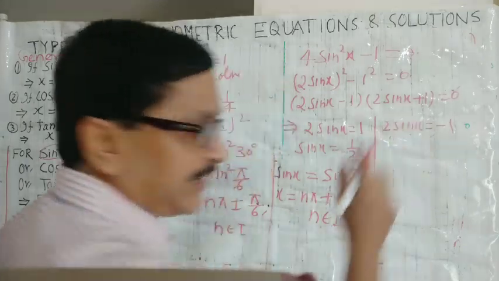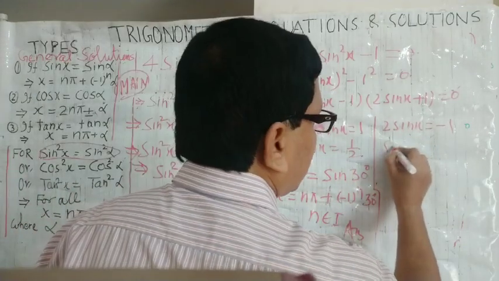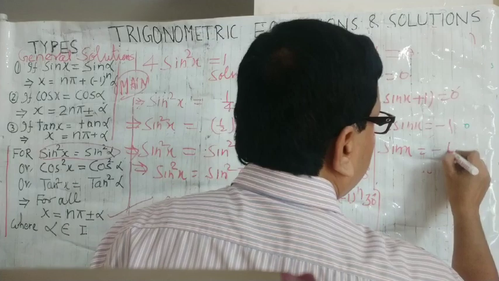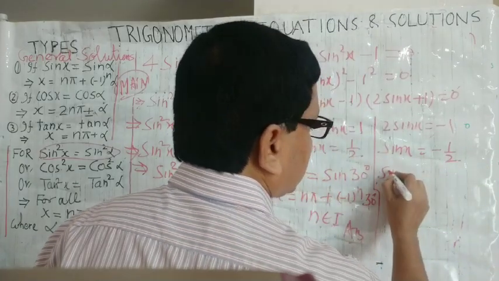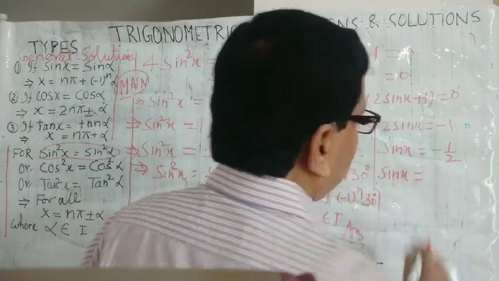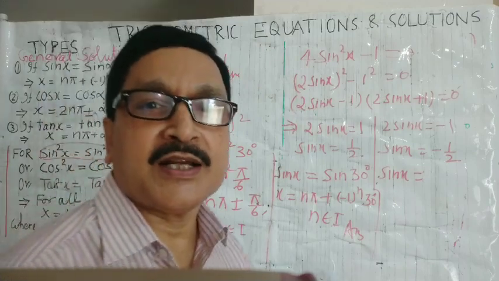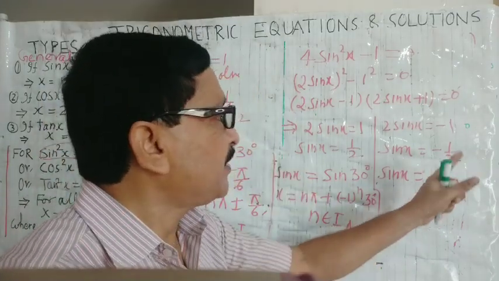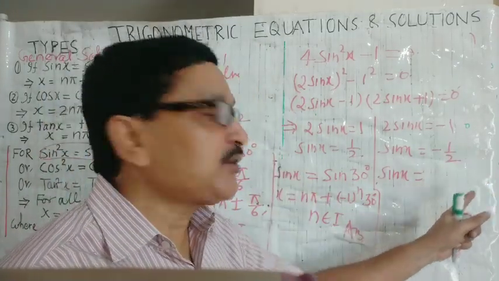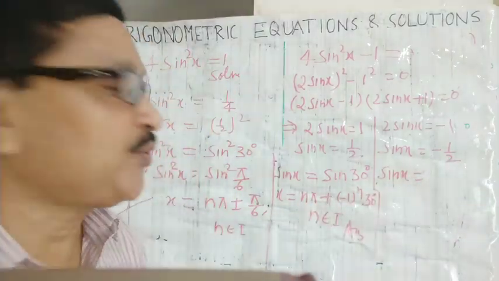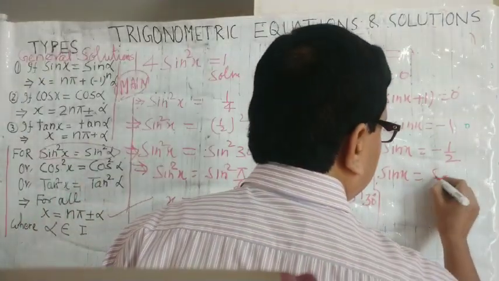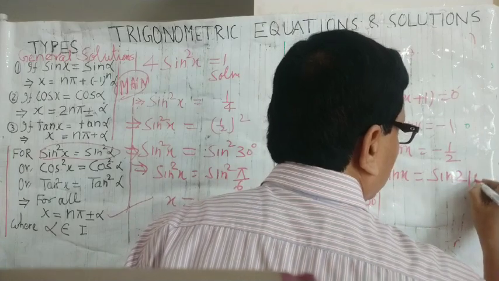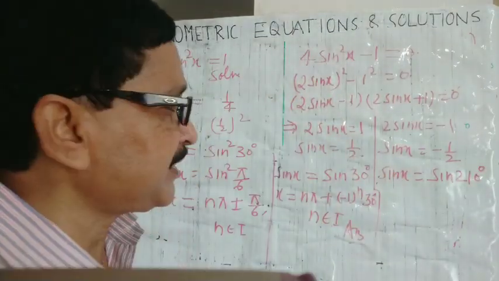Now come to the second. So sin x is equal to minus 1 by 2. Sin is negative not in the first quadrant, not in the second. So 1 by 2 is sin 210 degree. Sin 210 degree is in the third quadrant, where sin is negative.